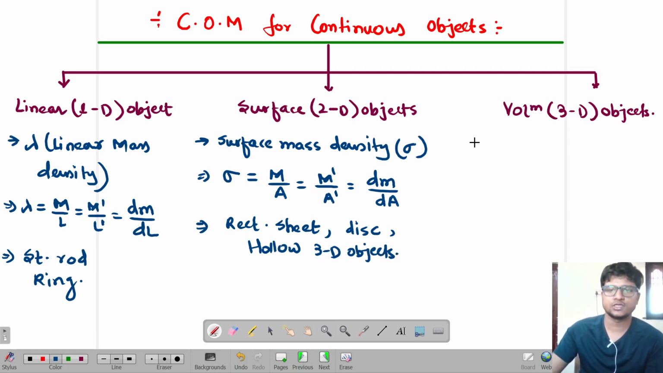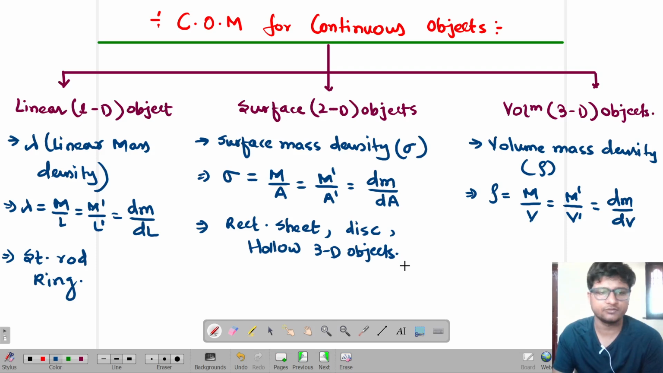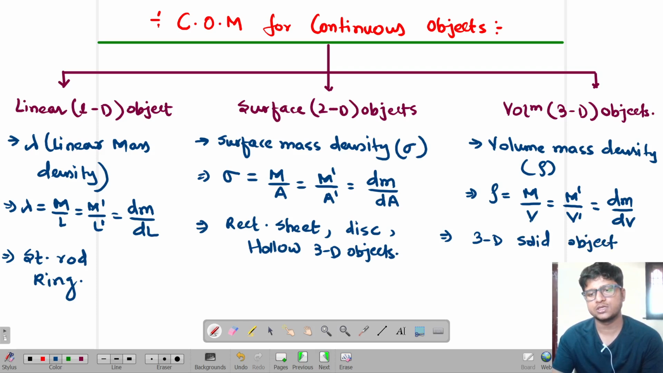Yes. For this, we define volume mass density, which is denoted as rho. And this implies rho is equal to what? Mass by volume, small mass by small volume, which is equal to dm by dV. Are you able to get me or not? And for this, we said all 3D solid objects come under this category. Is that clear?